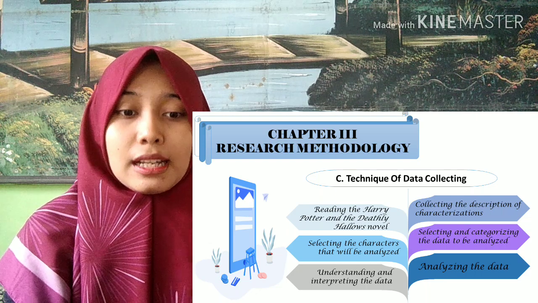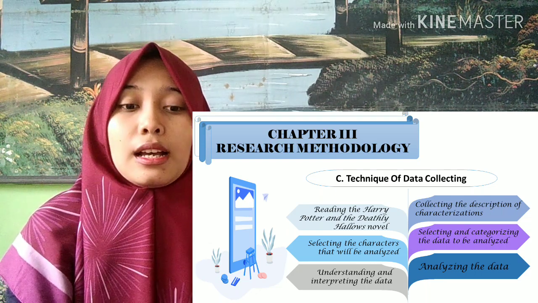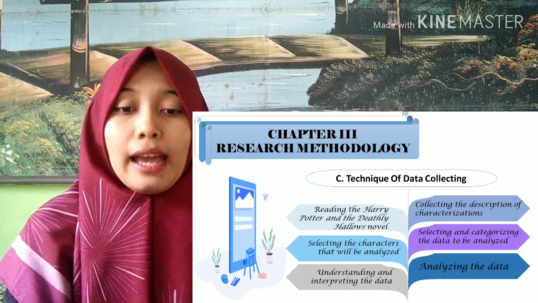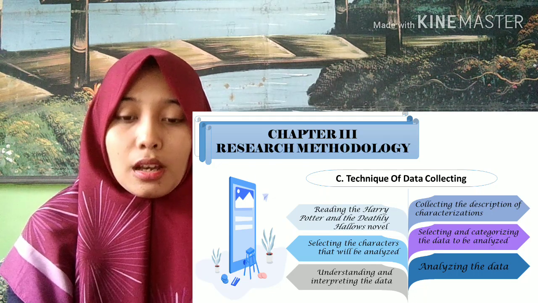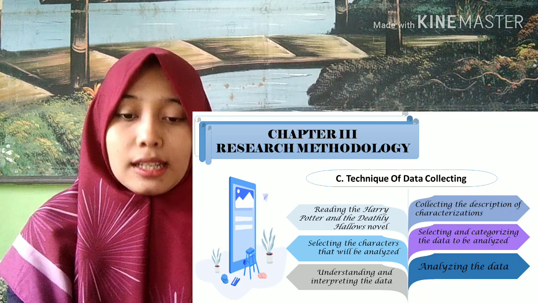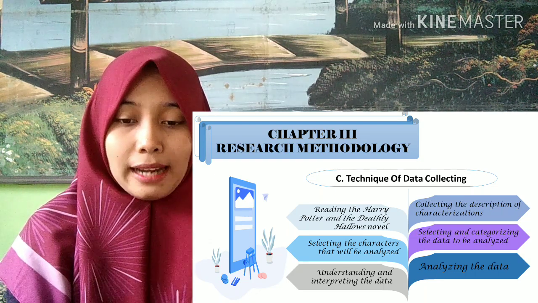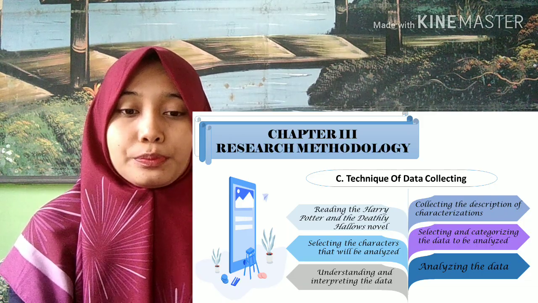There's first reading the Harry Potter and the Deathly Hallows novel, selecting the characters that will be analyzed, understanding and interpreting the data, collecting the description of characterization, selecting and categorizing the data to be analyzed, and last, analyzing the data.